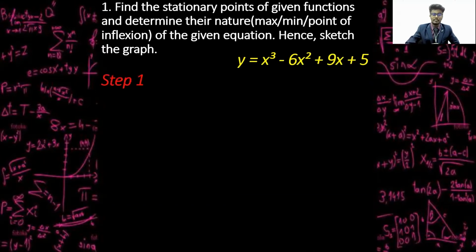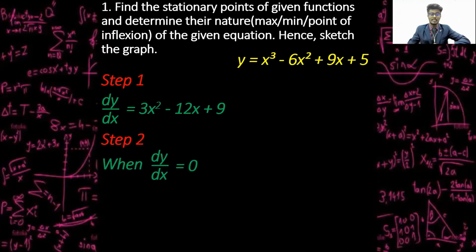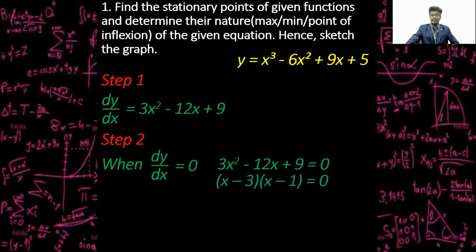So the first step is to differentiate this equation. After differentiating, we will get 3x squared minus 12x plus 9. This is the first step. The second step is we need to find the root of x. So the second step is dy/dx equals 0. The dy/dx is the equation we got from the first step. So 3x squared minus 12x plus 9 equals 0. By using the factorization method, we will get x equals 3 and x equals 1.